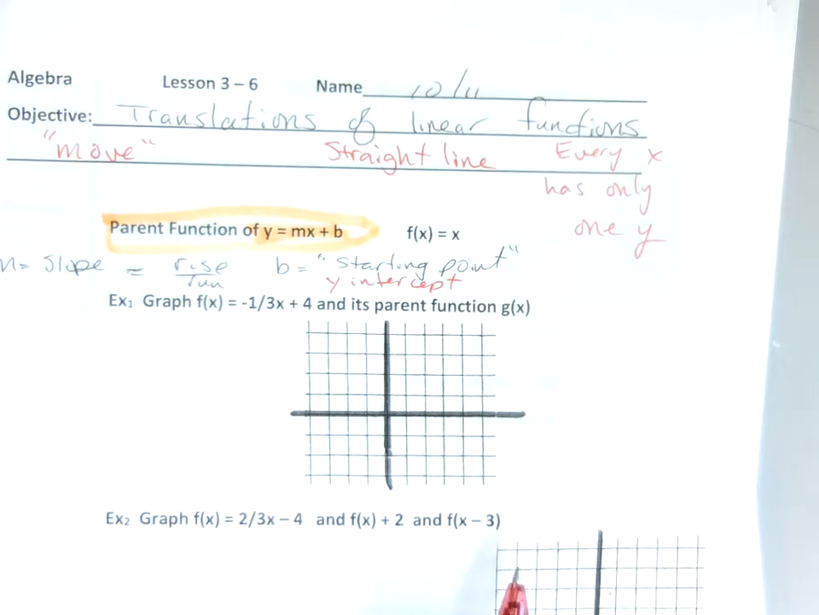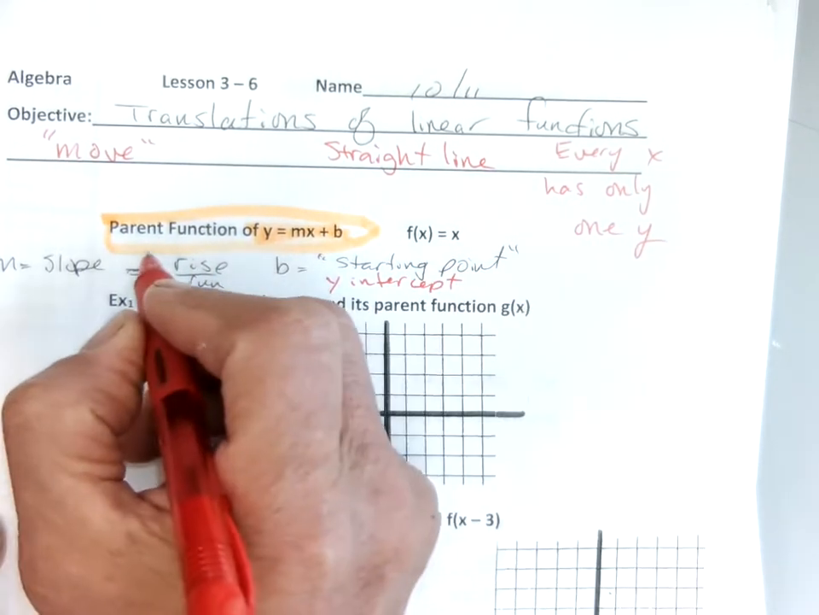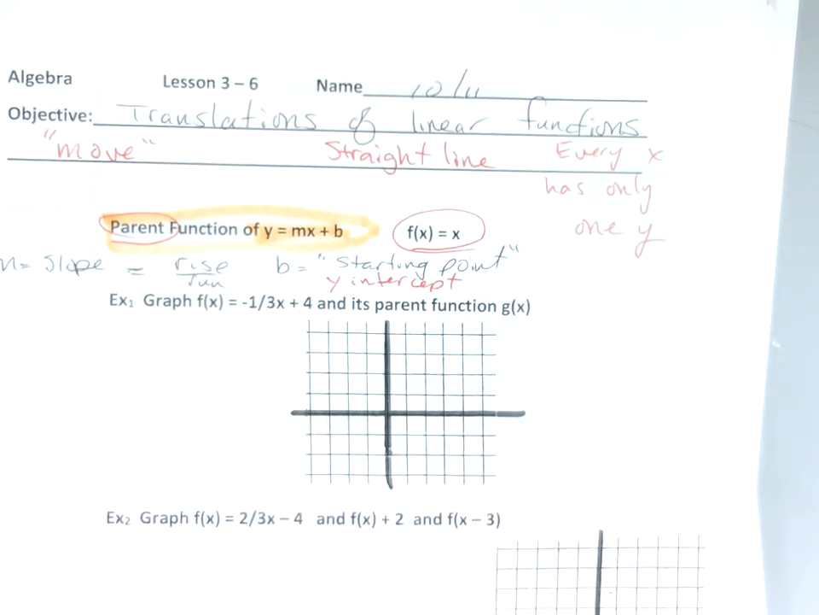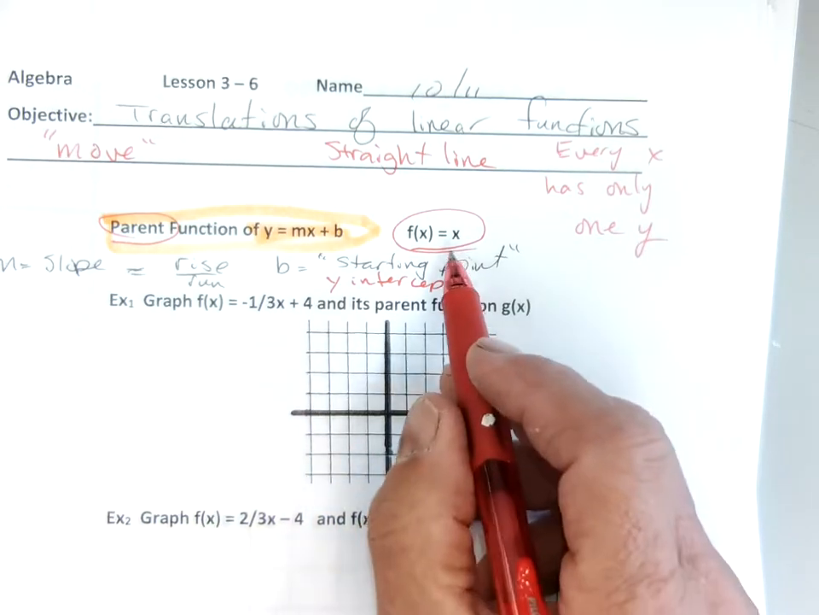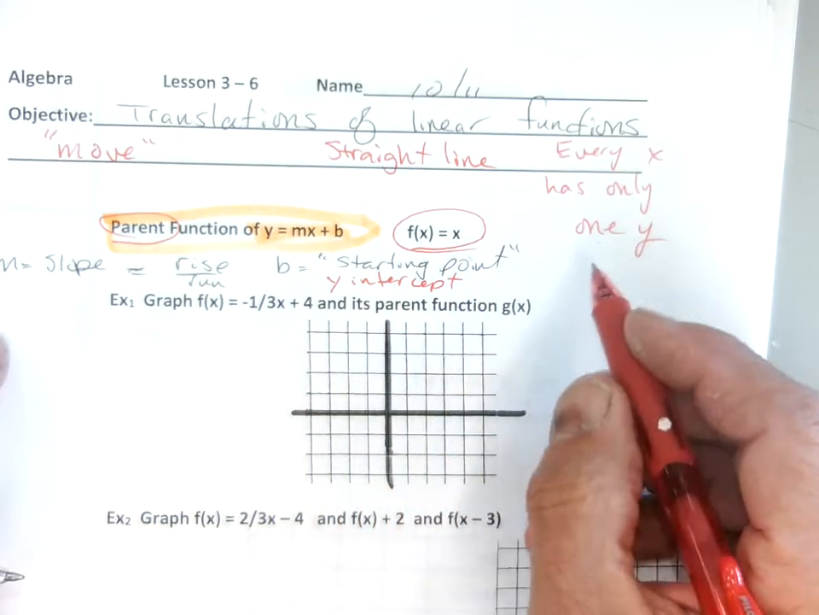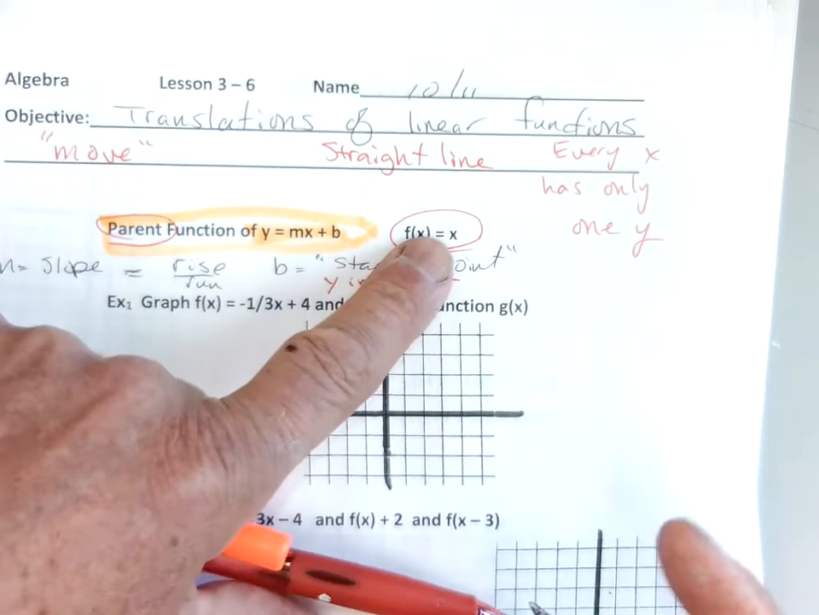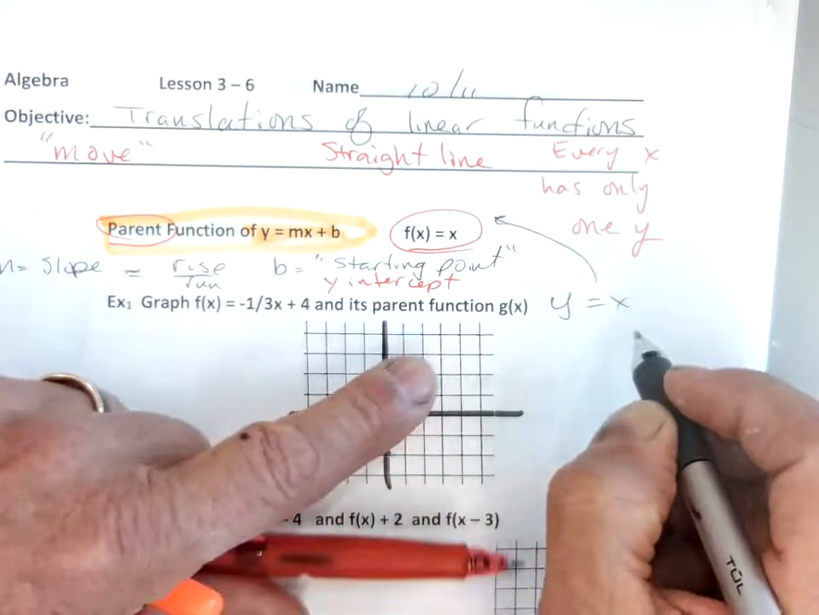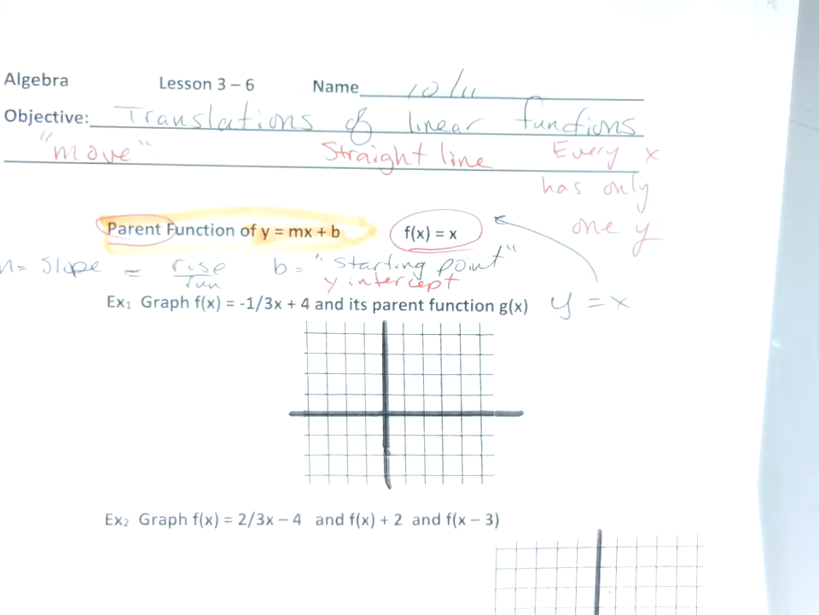Every type of graph we graph has its most basic shape, and then we do things with it. We call that the parent function. The parent function is the most basic, and this is the parent function of any linear equation, okay? f of x equals x. Or if f of x bothers you, y equals x, same thing. Y and f of x for us are the same thing. So when you see f of x, just think y. Get that?